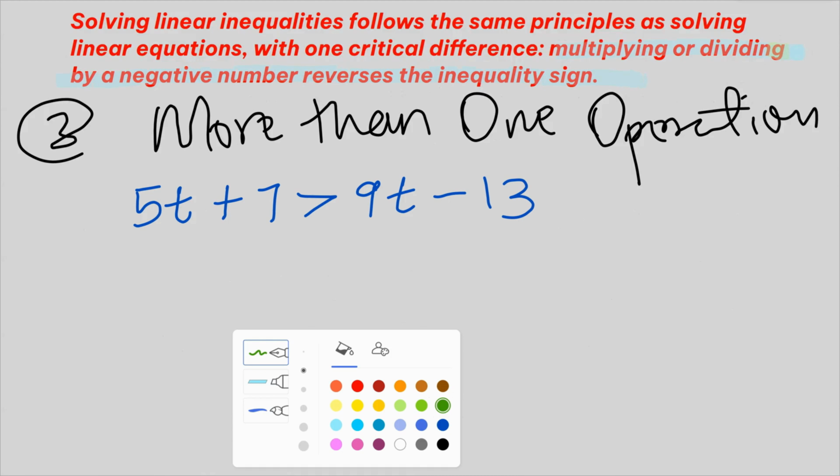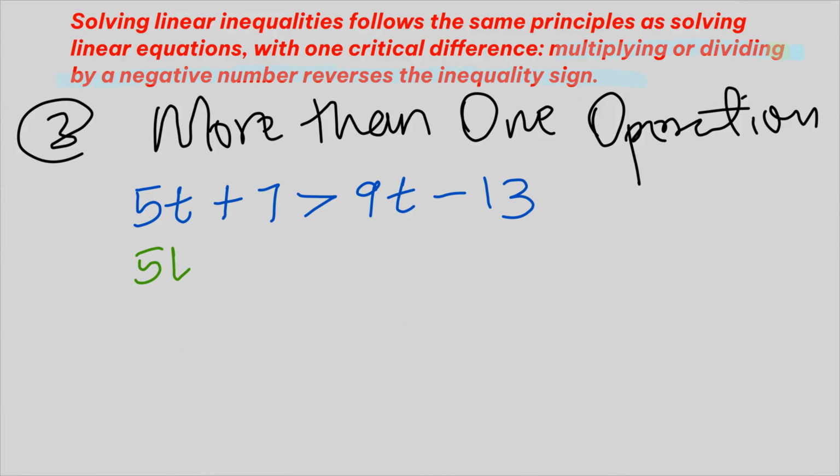Here we are going to collect like terms together in a bid to isolate t. So you have your 5t, and you have 9t here, so let's take 9t to the other side, minus 9t, and then our inequality sign is here, and then we have our negative 13 here, and then we take this 7 to the other side, so negative 7. So we have collected like terms together.